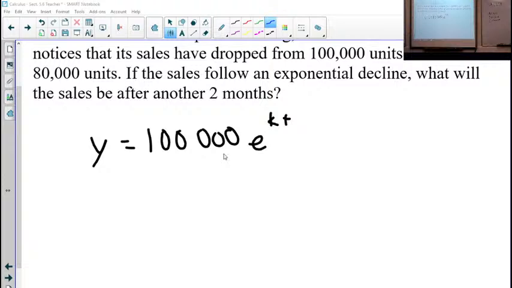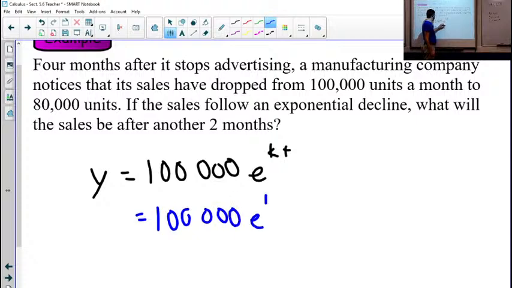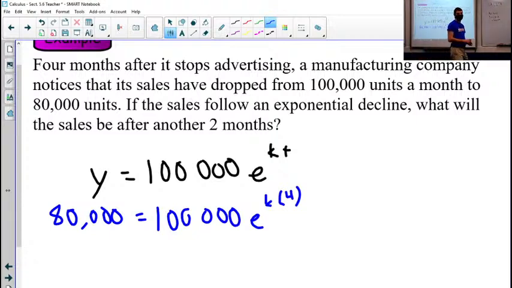So this is your starting amount. Then the point that they give you is that four months after it stops advertising, so when T is 4, now we are at 80,000. So we are going to get the E part by itself. So I divide by 100,000 and I get 0.8 equals E to the 4K.